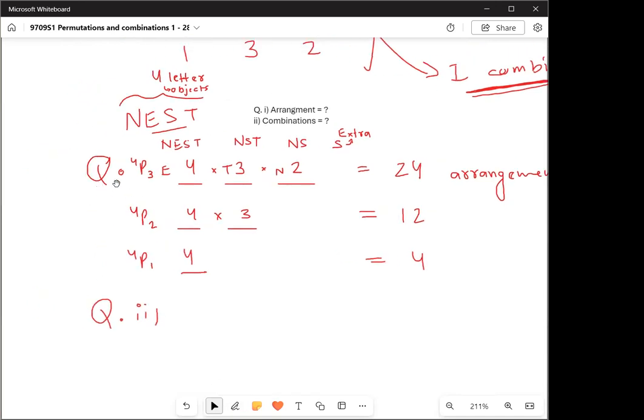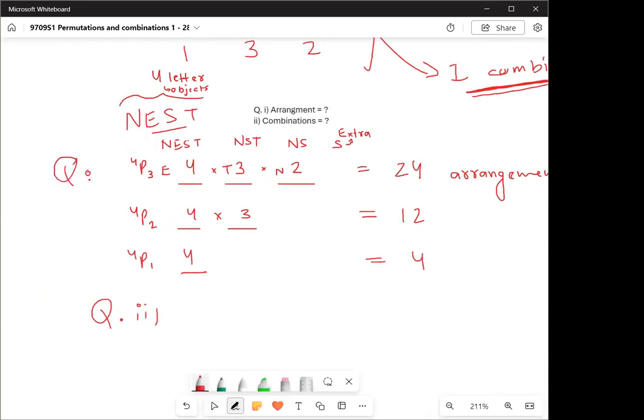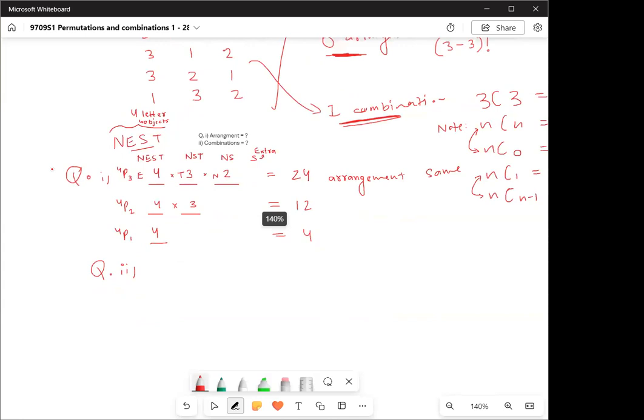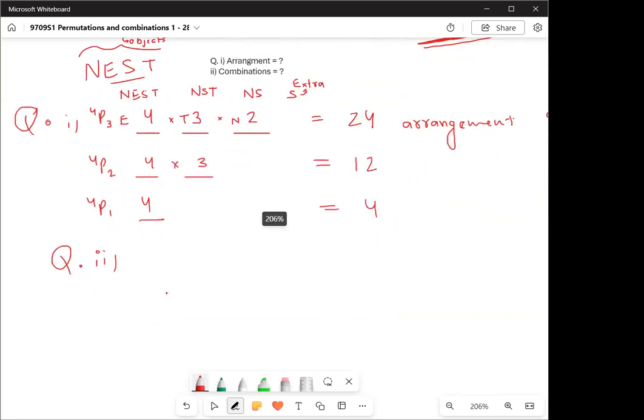First part clear for arrangements? And do you understand that if I had to choose 4 from 4, it would be 4P4, right? Which would still be 24, but it's not the same, right?